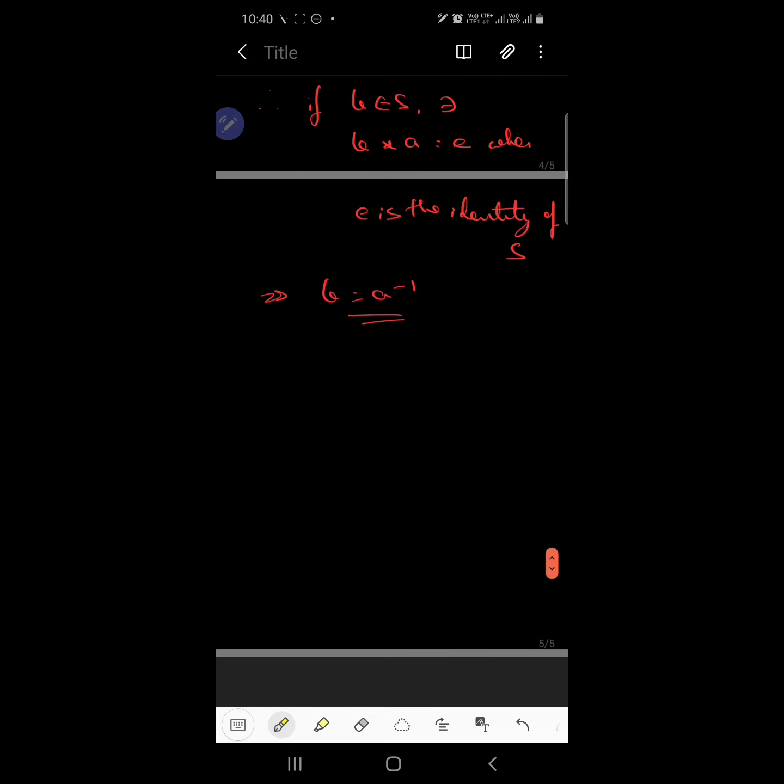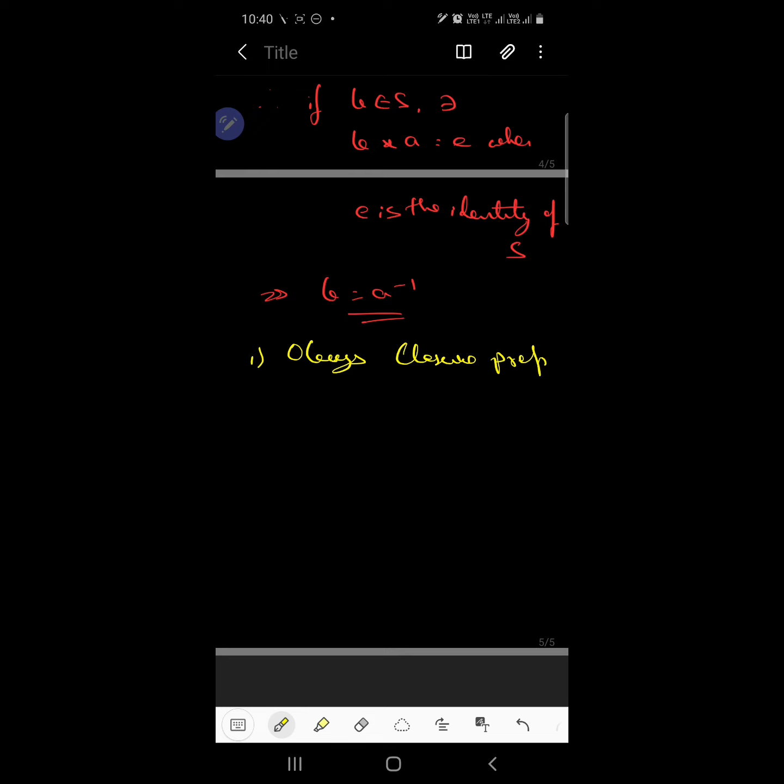Now let's just see what are the properties of S we have concluded. First one, S obeys closure property. Secondly, what happens? S is associative under star. What is the reason behind that?